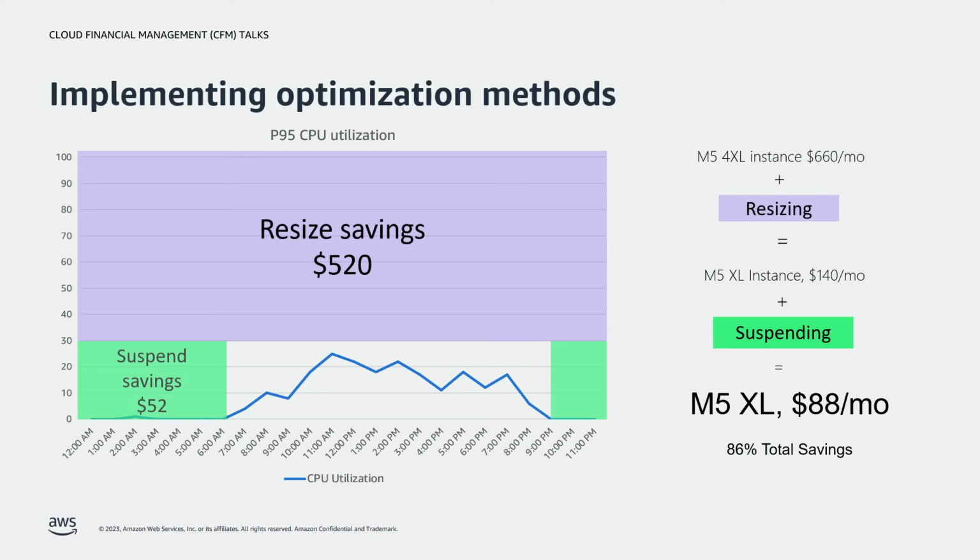But what about if we turn this workload off? Say it's a non-production workload and we turn it off between 9 p.m. and 6 a.m. We'll save an additional $52. And then vice versa, if we did just suspension and not resizing, the suspension savings numbers would be much higher, because in this graph, you would see the coverage going up and covering a bigger portion of the graph. But all total, when you do these two optimization methods together, you'll notice we are now running this workload, which was costing us $660 a month, for $88 a month. We just saved 86% of the total cost of this individual workload.